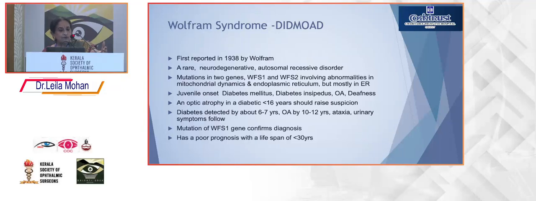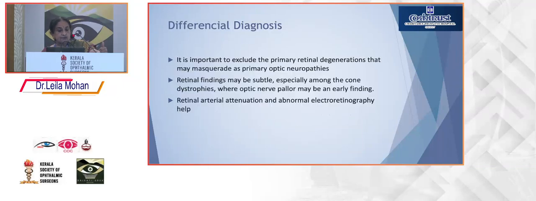So this Wolfram syndrome is now not considered a mitochondrial disease, but it is still inherited: juvenile onset diabetes mellitus, diabetes insipidus and deafness, and mutation of the WFS1 gene confirms the diagnosis. It has a poor prognosis with a lifespan of less than 30 years, and optic atrophy in a diabetic of less than 16 years should raise this suspicion. Diabetes usually occurs by 6 to 7 years, optic atrophy during the first decade, by about 10 to 12 years. Other symptoms are also there.